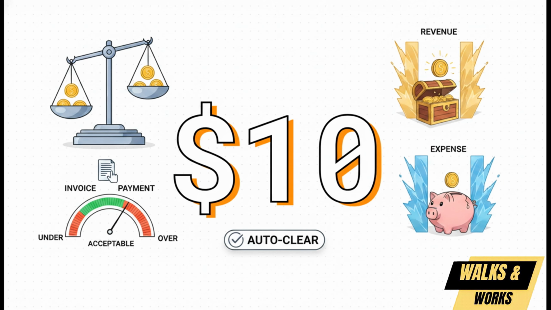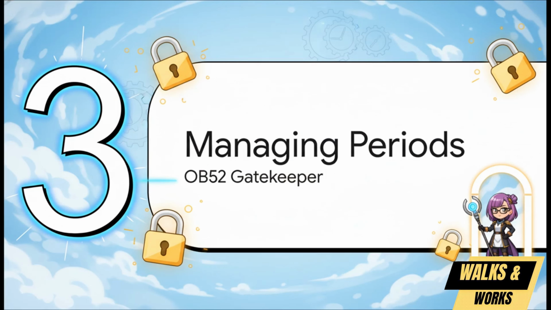Instead of leaving these tiny differences hanging open and causing massive reconciliation headaches later, the tolerance group dictates the exact limits for acceptable overpayments, which we treat as revenue, and underpayments, which get booked as expenses. If that difference falls within the user's tolerance, the system just lets them clear the transaction automatically. Easy.